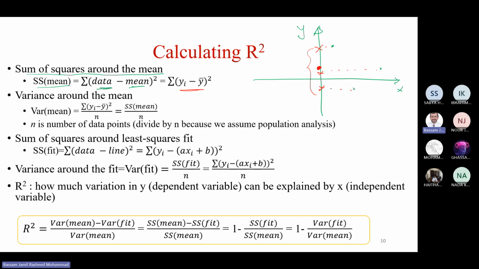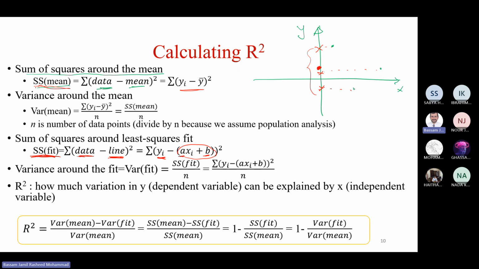The sum of their squares, where each term is yi minus the center, is called the SS mean, the sum of squares around the mean. Now, if you do the same exercise for the fit, you subtract the data, the y's, minus what the line predicts. Suppose this is my model, where I found what A and B are. When I subtract the predicted line from the data and square them, I get what is referred to as SS fit.